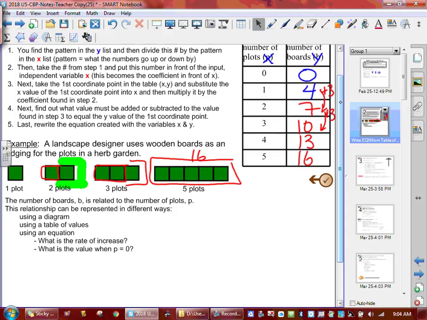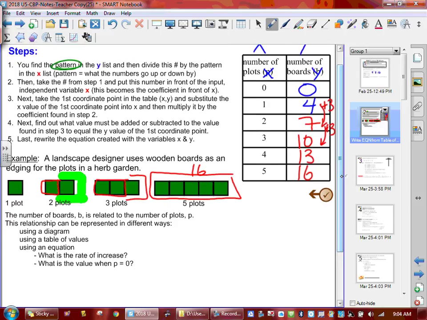Okay? So if you're not sure what that means, that's what you're going to write down. The pattern means what is it increasing or decreasing by? So what amount is it increasing by, or what amount is it decreasing by? That's your pattern. So we found it was 3.